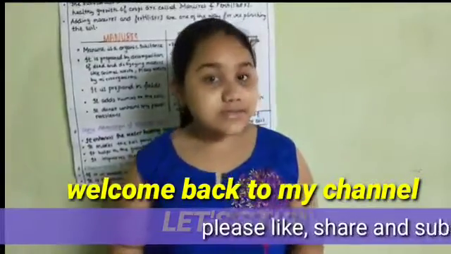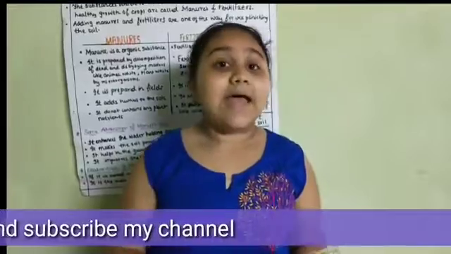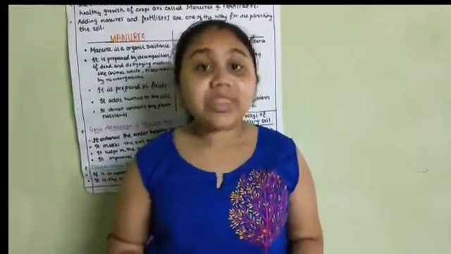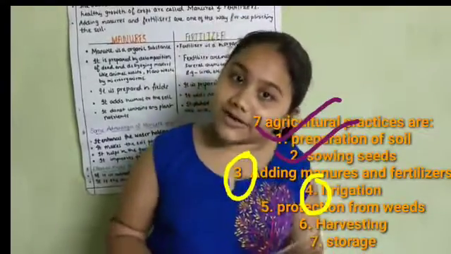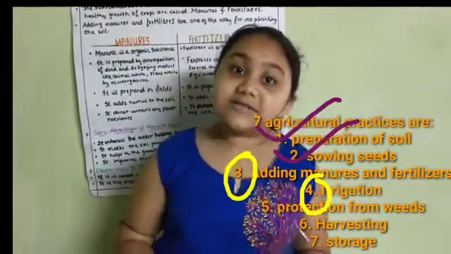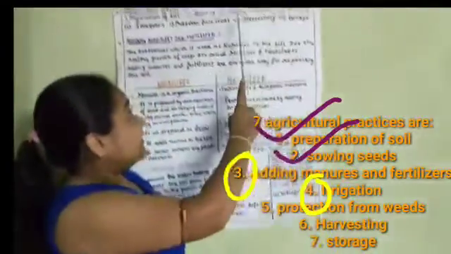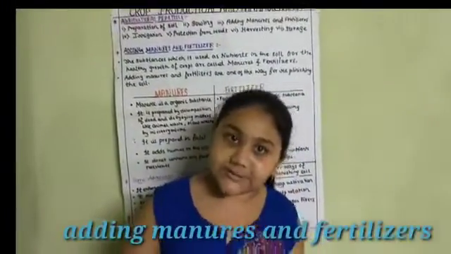So we have discussed the first two agriculture practices, that was preparation of soil and sowing. In this video we will start from the third agriculture practice, that is adding manures and fertilizers.